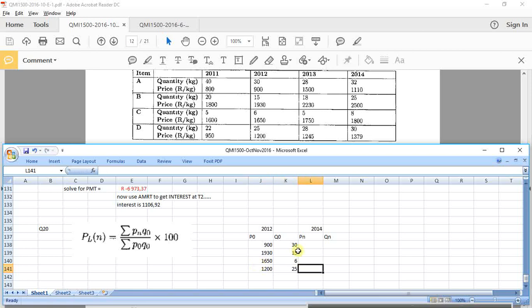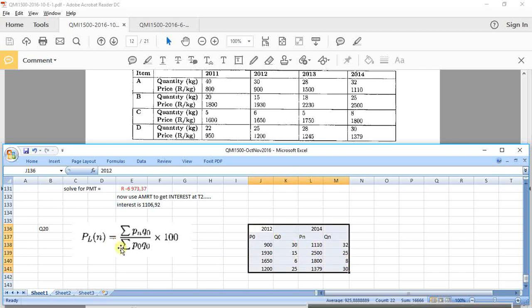25. And then this is 2014. So 2014, I had 32 as the quantity, with 1110. Then I had 25 here, I had 8 there, and I had 30. Here I've got 2,500, 1,800, 1379. So that's what I've got.